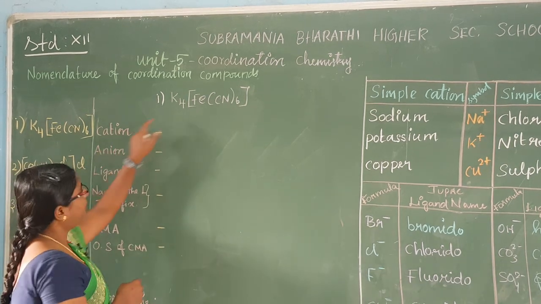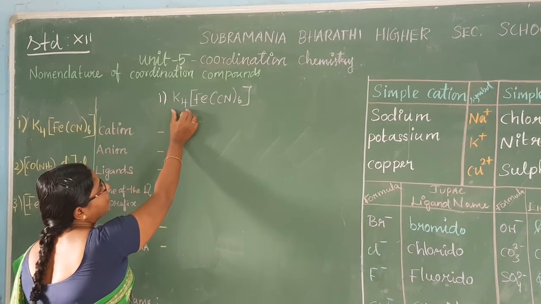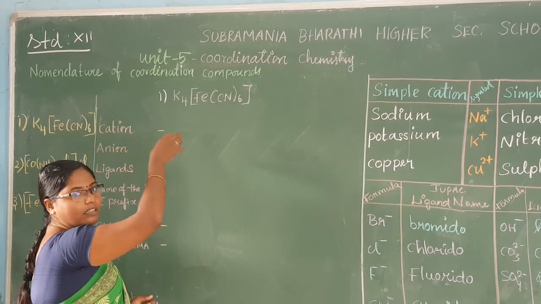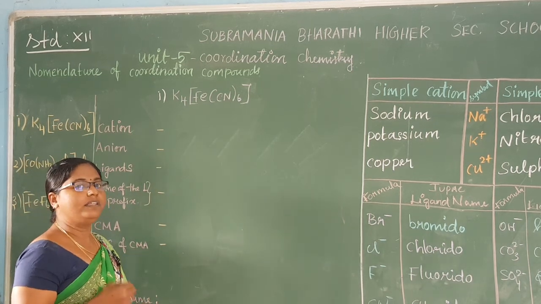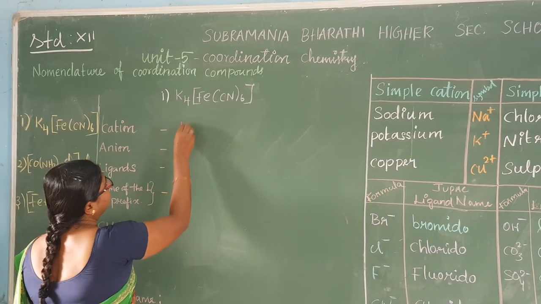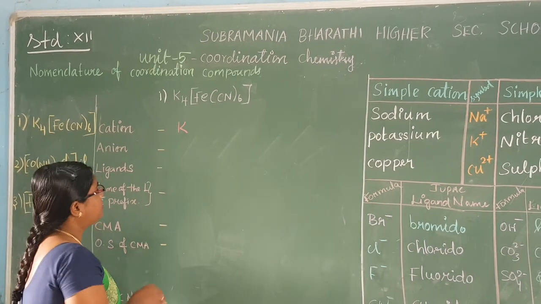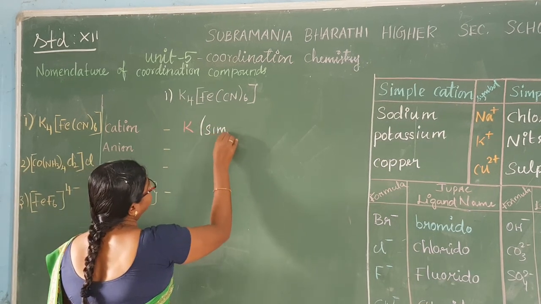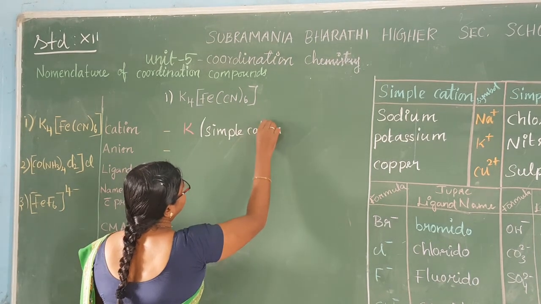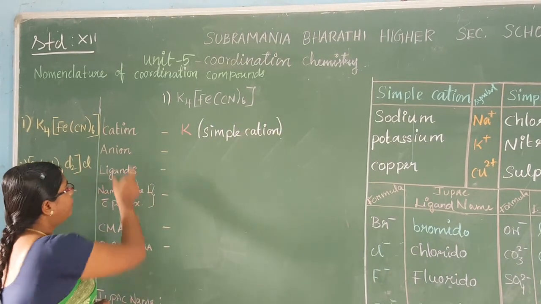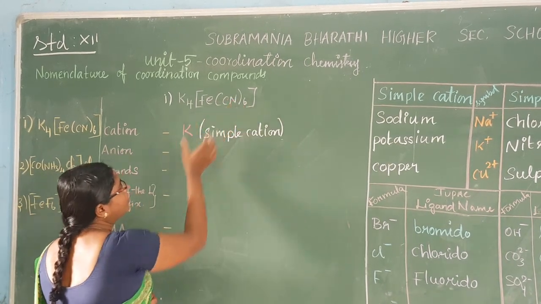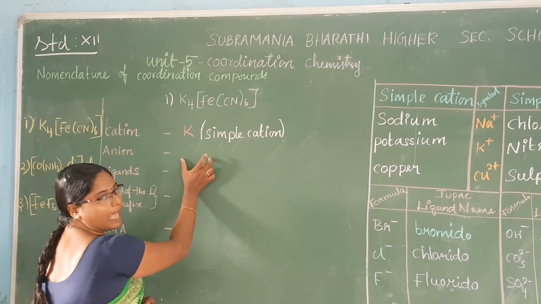So here what is the cation here? It is the simple cation. Okay, anything that is outside the coordination sphere, if it is a cation that is called simple cation. If it is an anion, that is called simple anion. So what is the cation here? Here potassium is the cation. It is the simple cation. And the next thing I have to go for the anion. Here we don't have the anion separately, it is in the complex form. So I have to write the anionic complex as it is.